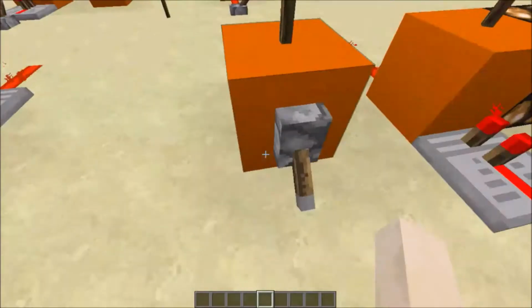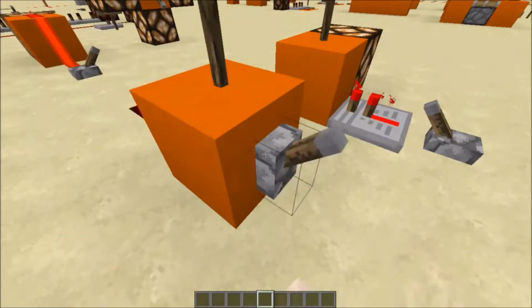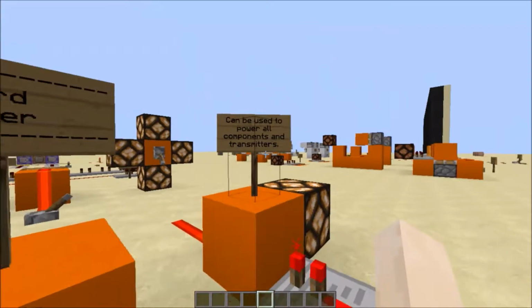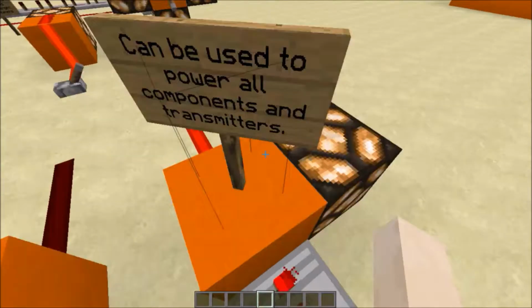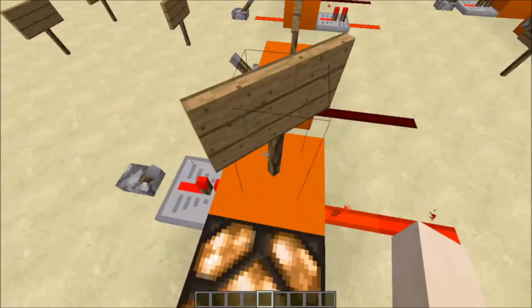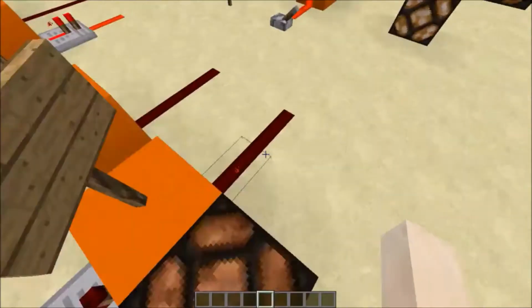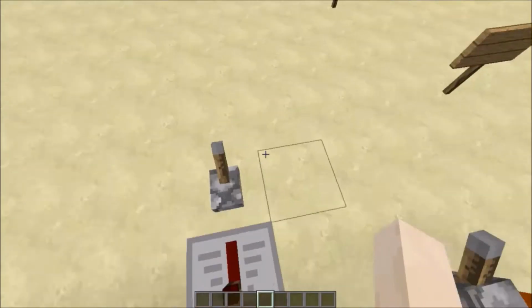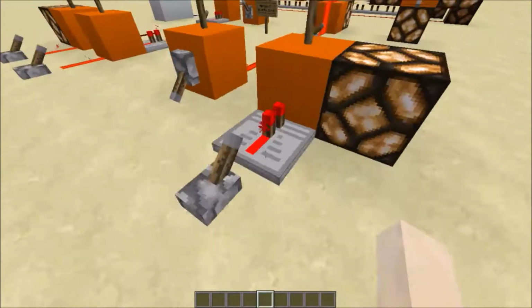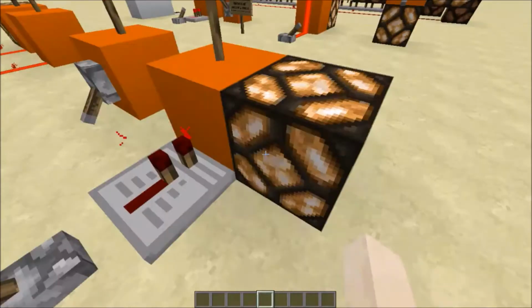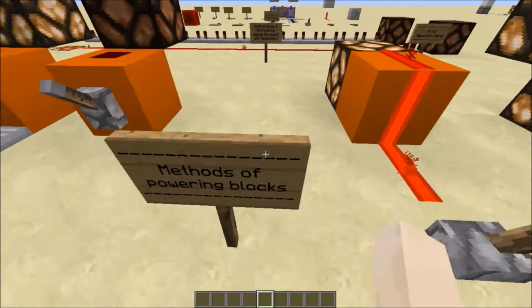Exactly what I said. Hard power can be taken from any block. It can be used to power all components, like I said, and all transmitters. So it can be used to power redstone dust itself, because for this we are either directly powering this block or we are using a repeater or a comparator to power this block.